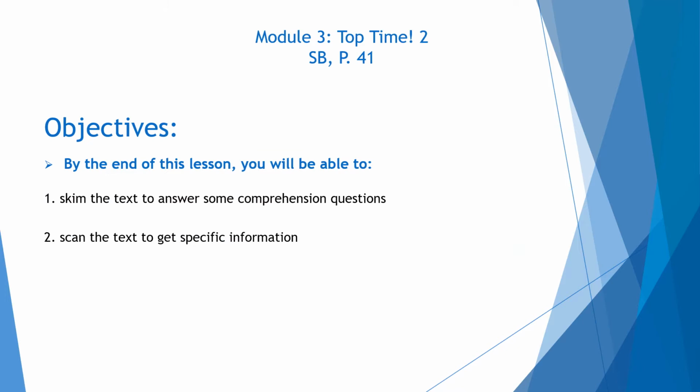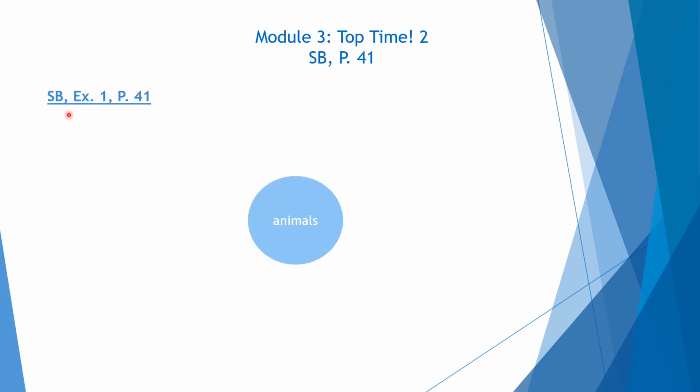Today, inshallah, we are going to have Top Time 2 on your student book page 41, workbook page 33. Objectives. By the end of this lesson, you will be able to: 1. Skim the text to answer some comprehension questions. 2. Scan the text to get specific information. Now go to your student book, exercise 1 on page 41.